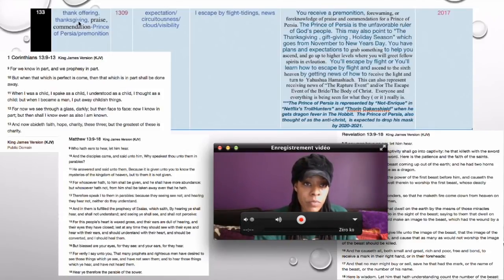So we also use this letter line because we had a message about when you're being attacked by evil spirits that you have to praise Yahushua. Here we also talked about how we would be receiving the premonition of his arrival, and that's exactly what happened last year and this year.